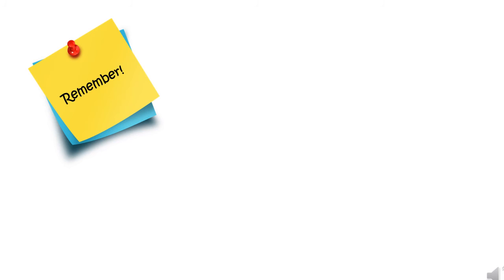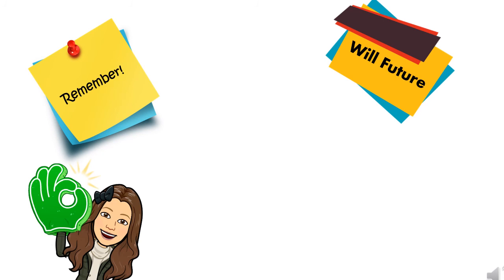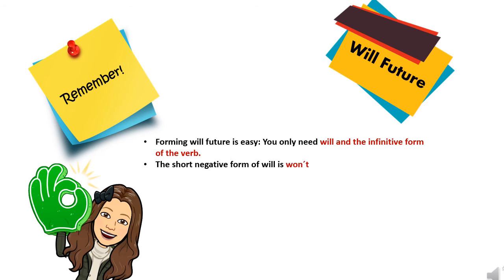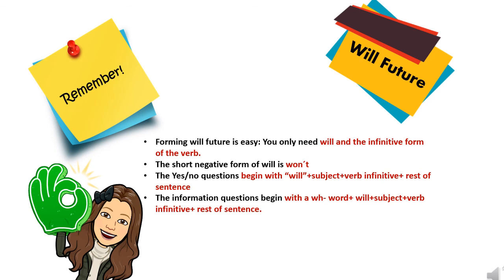Very good! We've come to the end of this presentation, and I would just like to summarize some points about will future with you. Forming will future is very easy. You only need will and the infinitive form of the verb. The short negative form of will is won't. The yes-no questions begin with will followed by the subject and then the verb in infinitive. The information questions begin with a WH word followed by will, and then the subject, and then the verb, and of course the rest of the sentence.